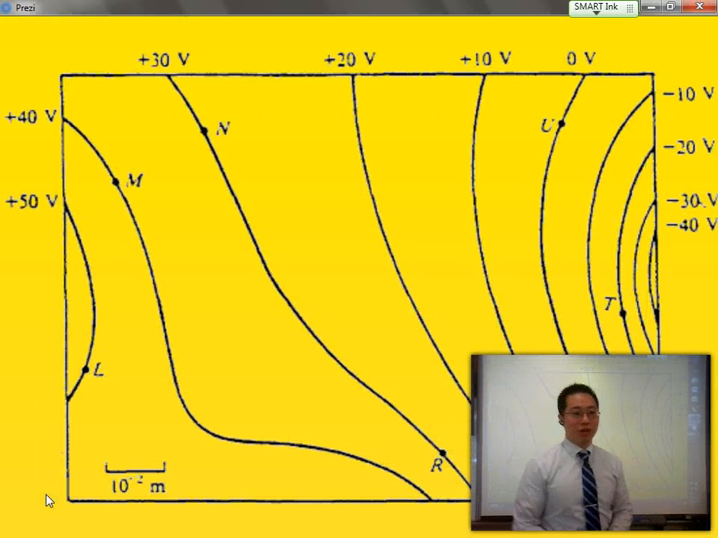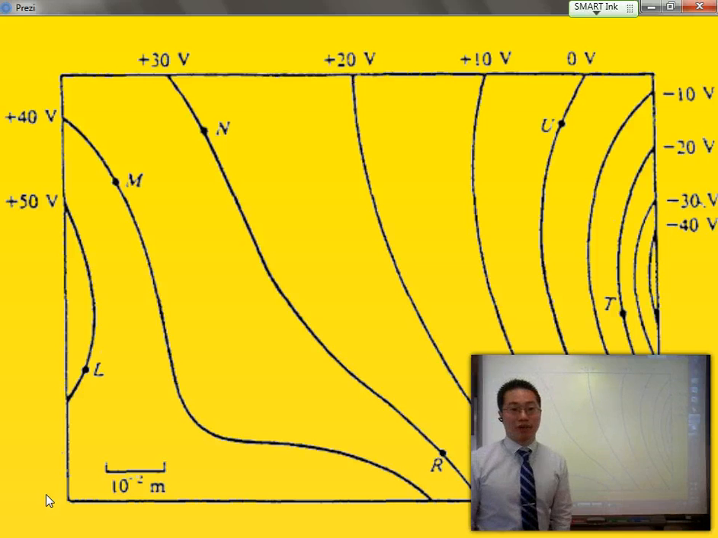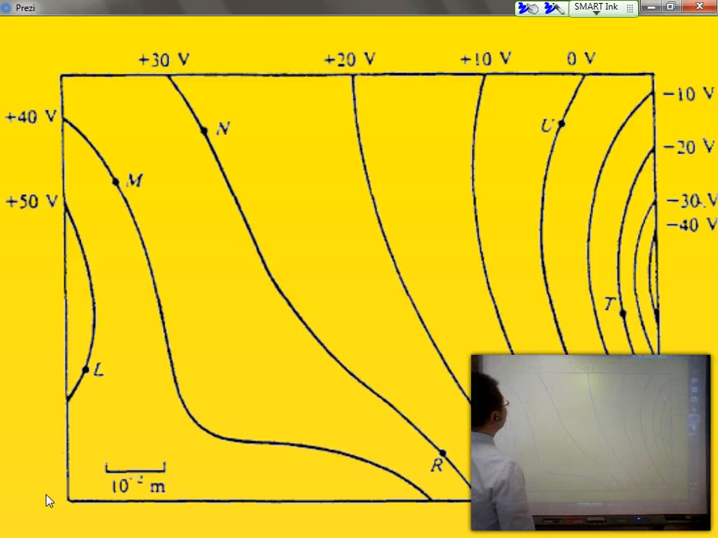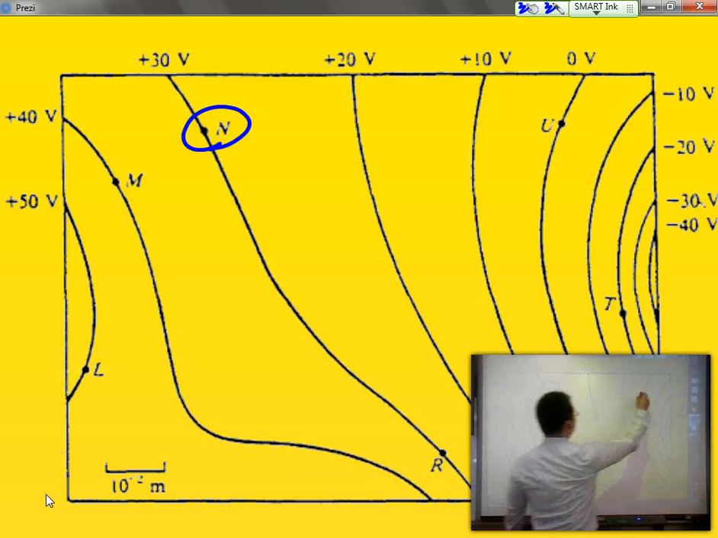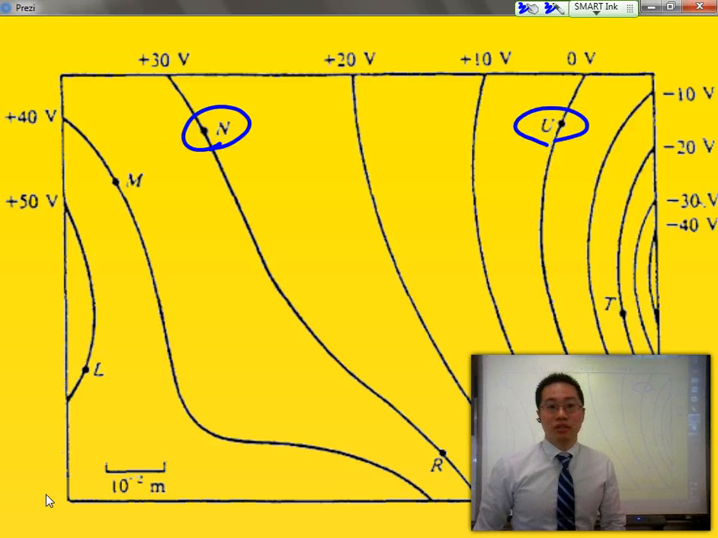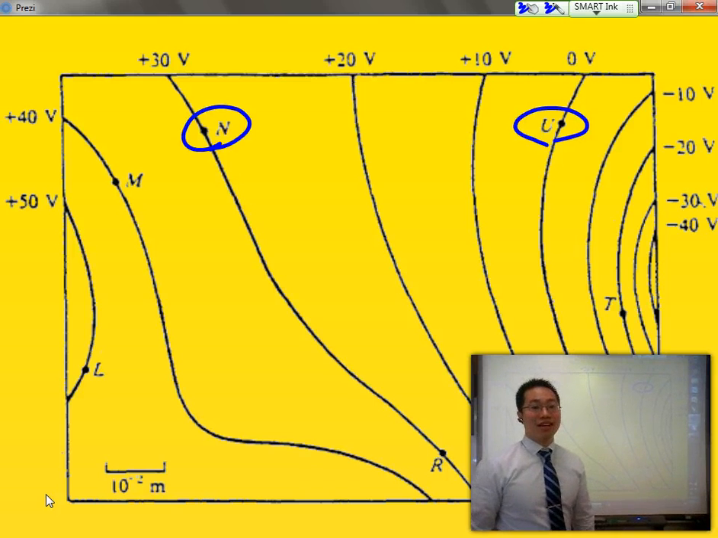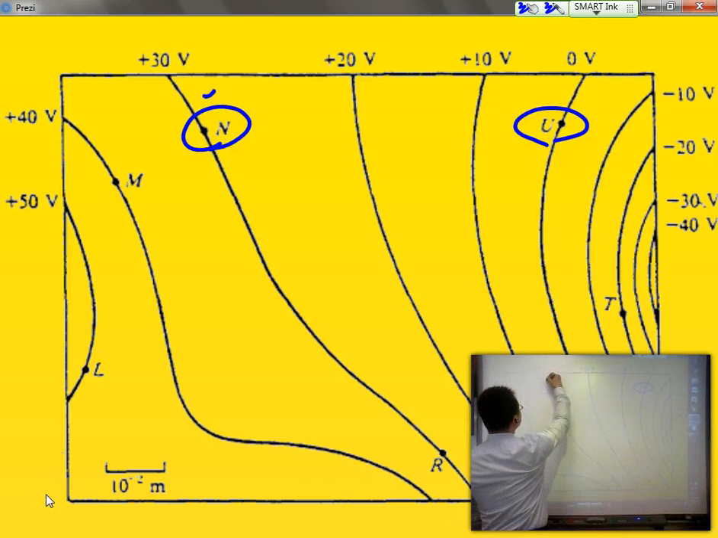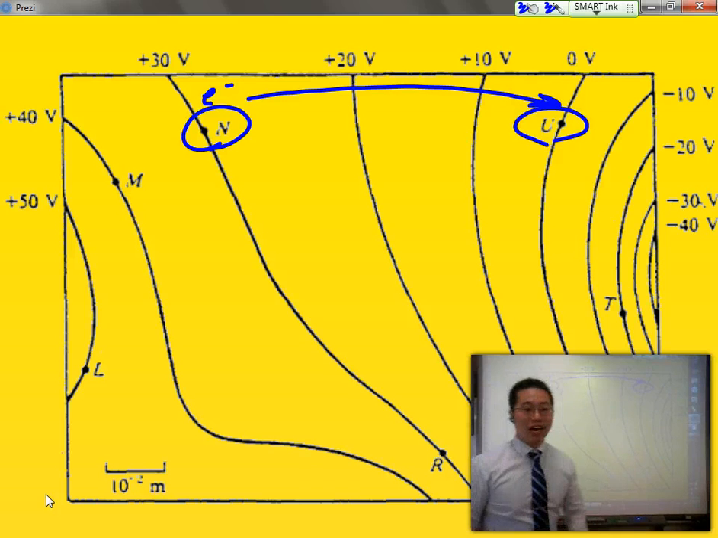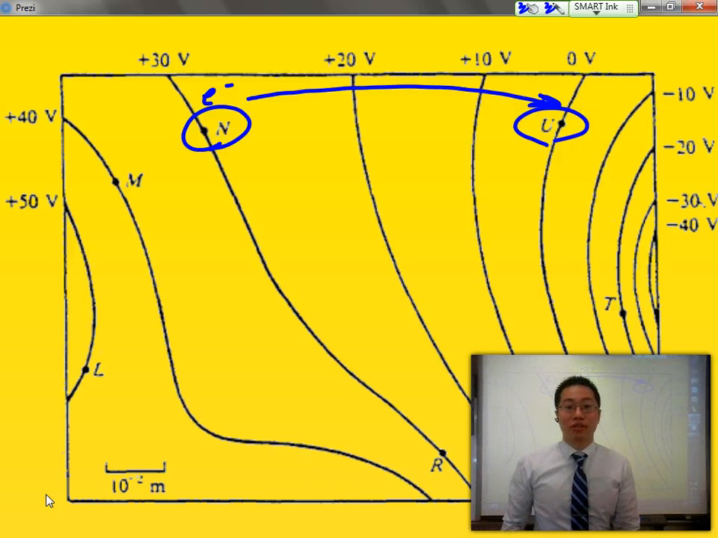So here's another contour map, and for us to do a couple of practice questions on this map. I know this map is not in your packet, but is nevertheless a good example. So take a look at the letters N and U. If I want to move, let's say, an electron from N to U, the question is, how much work would it take to move an electron from one point to another?